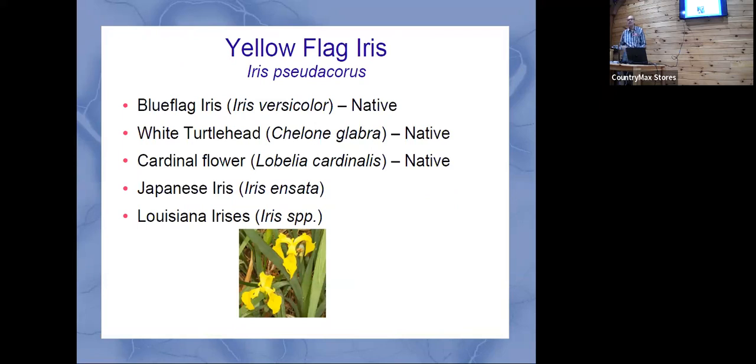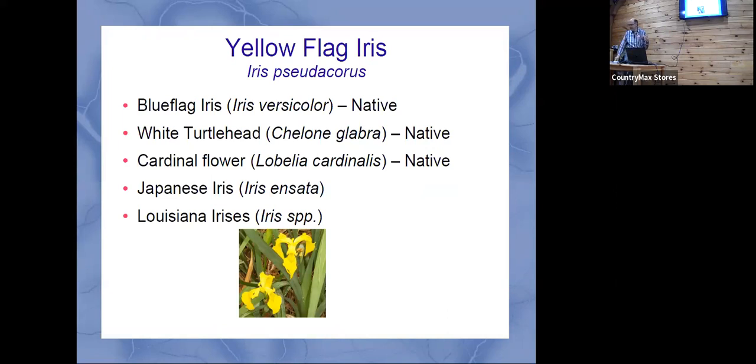Yellow flag iris was introduced in the 1700s, so this has been around for a long, long time. This goes into wetlands. This is not the typical iris growing in your garden. Most irises are fine. Yellow flag iris will have the yellow flowers. It probably won't grow in the dry soil in your garden. It's probably more of a wetland plant. So you probably don't have this any place in your garden unless you've got a wet area.